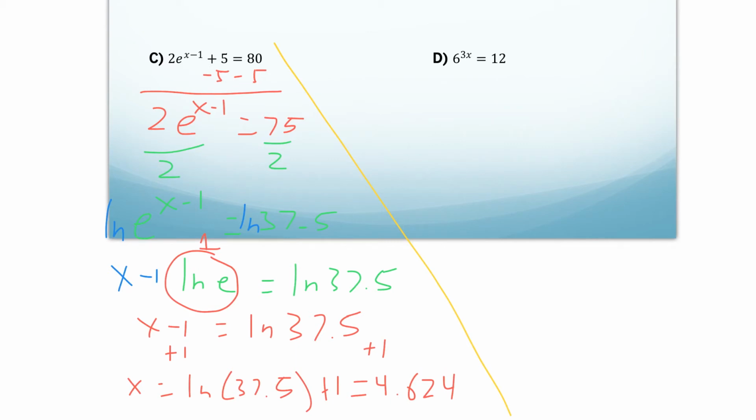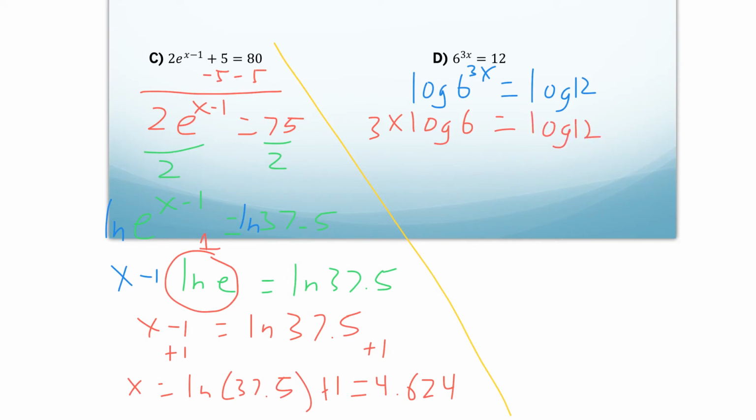This next one, there's nothing on either side, so we can just take the log of both sides. There's no plus or minus or anything to divide or multiply, so log of both sides. We can move the 3x out front. And now, because all of these terms are multiplied, we can divide both sides by 3 log of 6.